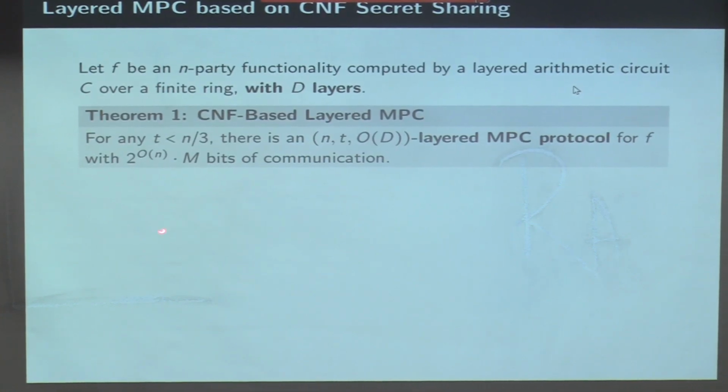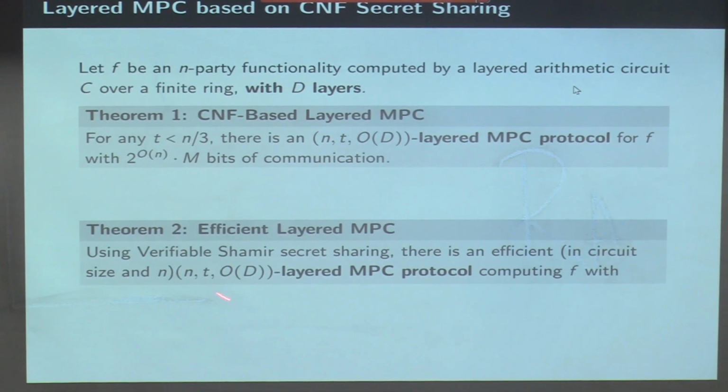So using the CNF secret sharing, we get an exponentially large communication protocol which computes any function that we want. But using very similar tricks, with slightly more complexity in the protocol, you can replace the CNF VSS with the Shamir secret sharing, and you get a protocol that is efficient in the number of gates of the circuit and the number of parties.